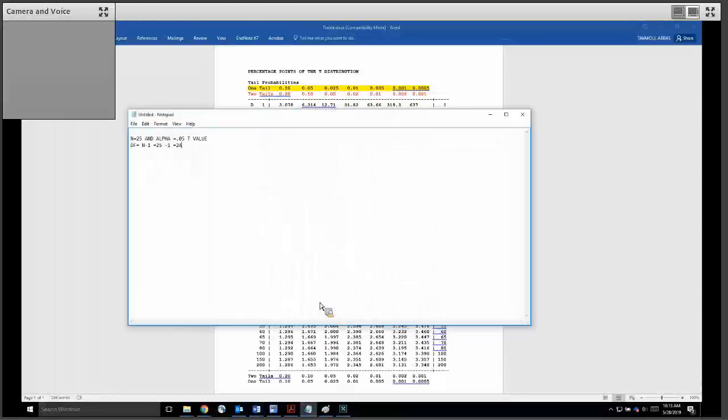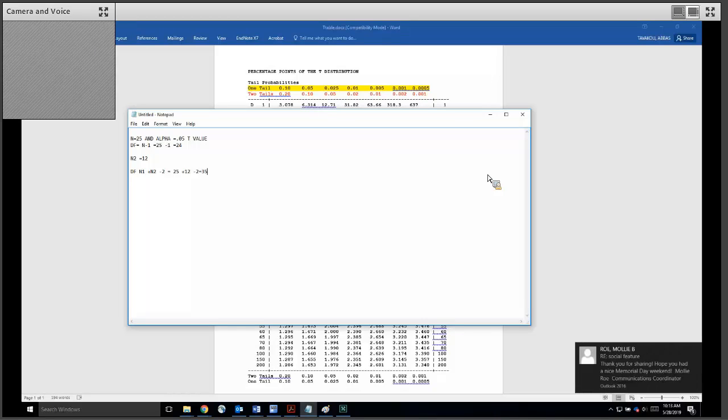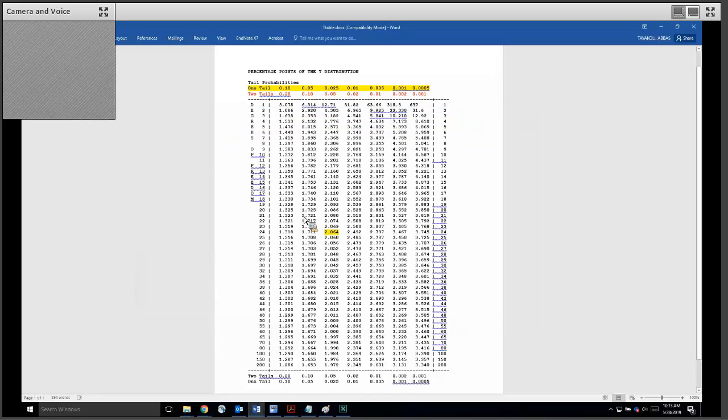Now let's say we have two samples. One is 25, the other one is 12, and we want to find the degrees of freedom. Remember, the degrees of freedom is n1 plus n2 minus 2, which is 25 plus 12 minus 2, which is 35. So again, let's look at alpha 0.05 for a confidence interval. We're looking at 35.